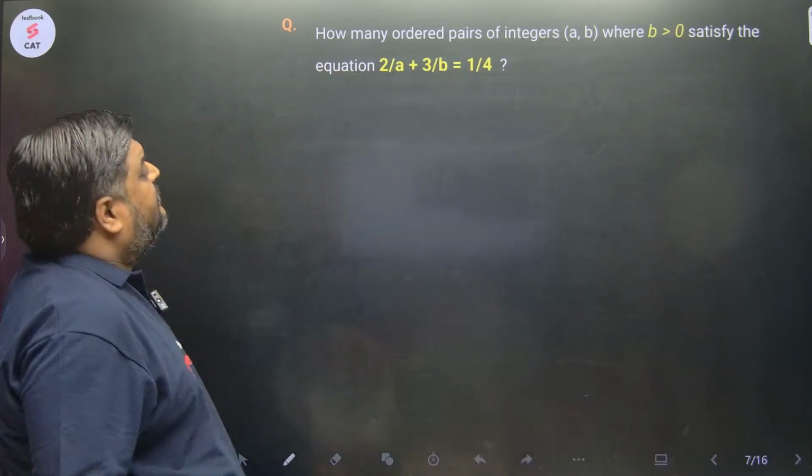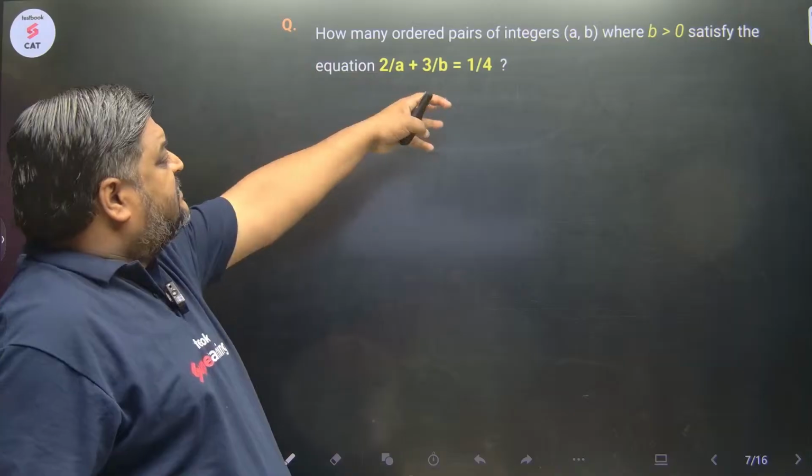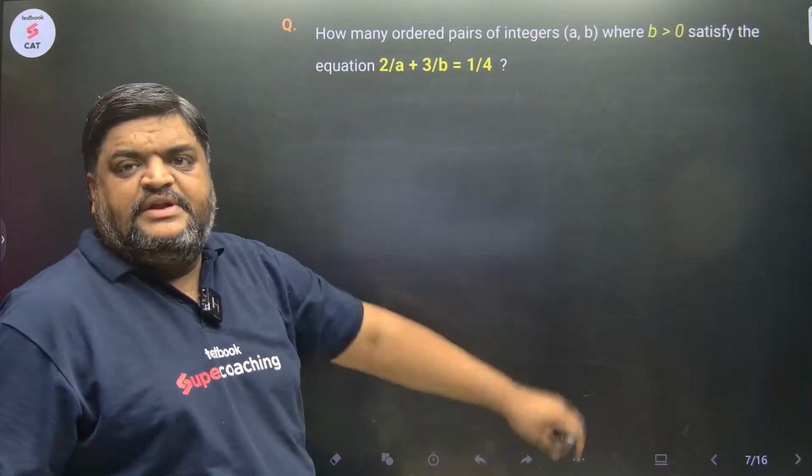Anybody? How many ordered pairs of integers where b is greater than 0 satisfy this particular equation?